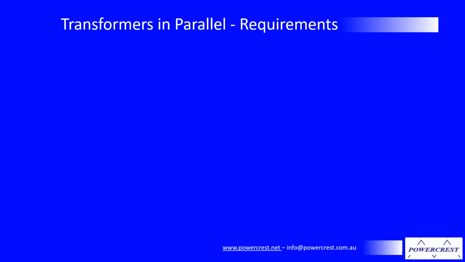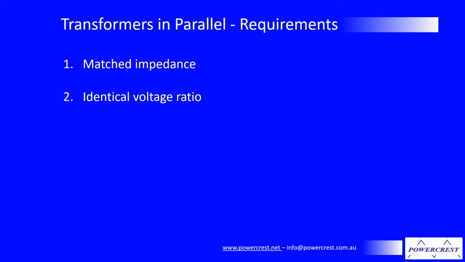Okay, so to start off with, I want to look at what are the electrical requirements for paralleling transformers. The first one is matched impedance. That's the subject of this particular video, and I'll be looking at what is meant by matched impedance and what happens if the impedances are mismatched. Right, so the second requirement is identical voltage ratio. Here we'll be looking at what happens if the voltage ratios are not identical. That covers the whole subject of circulating current.